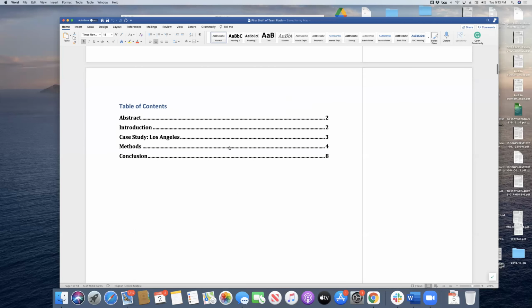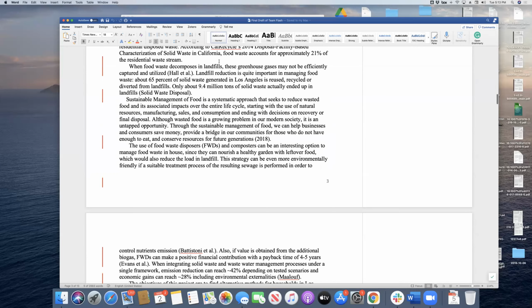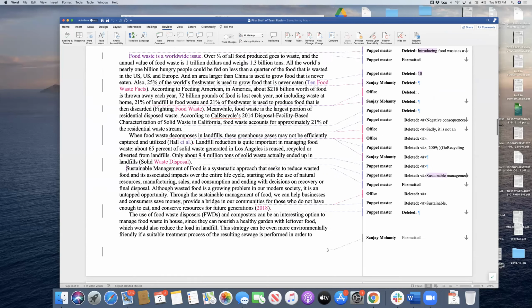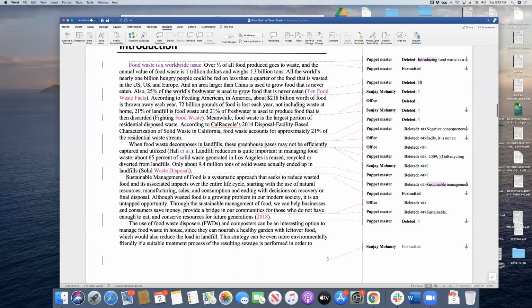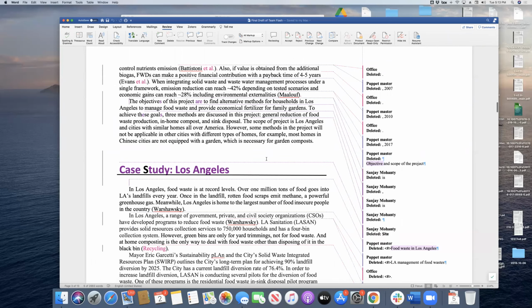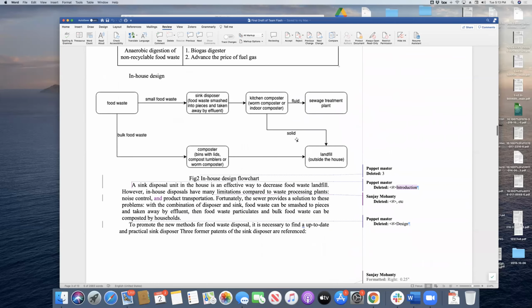So they have an abstract and introduction, then they write the case study where they are going to do it. They write about methods and discussions. So I'm going to show my markup. Whatever they send, I start editing, or I start putting in some comments. That way you can see all these edits, and then I start suggesting what they should do. So you see there is a flow chart.